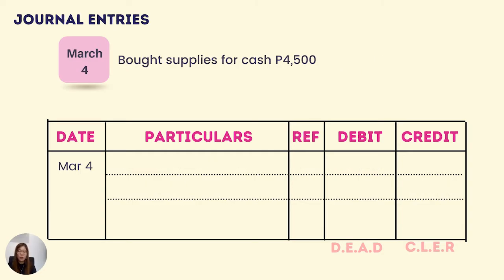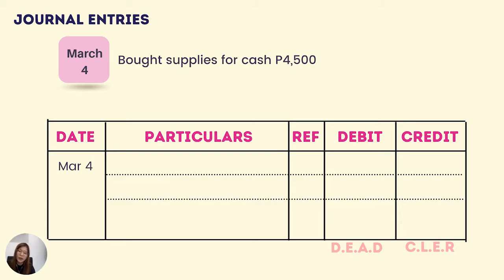Okay? On March 4, bought supplies for cash amounting to 4,500. So, bumili daw tayo ng mga supplies. So, let's put the date first. And let's figure out what are the accounts affected. So, ano nga ba ang na-receive ng business? Syempre, supplies, kasi nga bumili tayo ng supplies. Therefore, the affected account for this transaction is supplies.